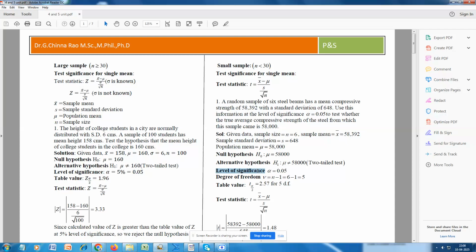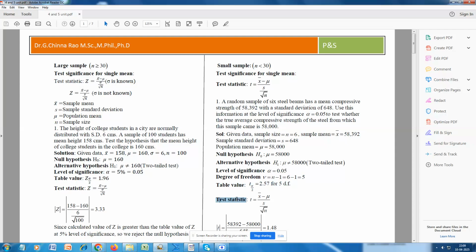So, level of significance alpha is equal to 0.05, as given in the question. Next, degree of freedom is n minus 1. Here n is 6, so 6 minus 1 is 5. And the table value is 2.57 for 5 degrees of freedom. We can see this in a t distribution table.